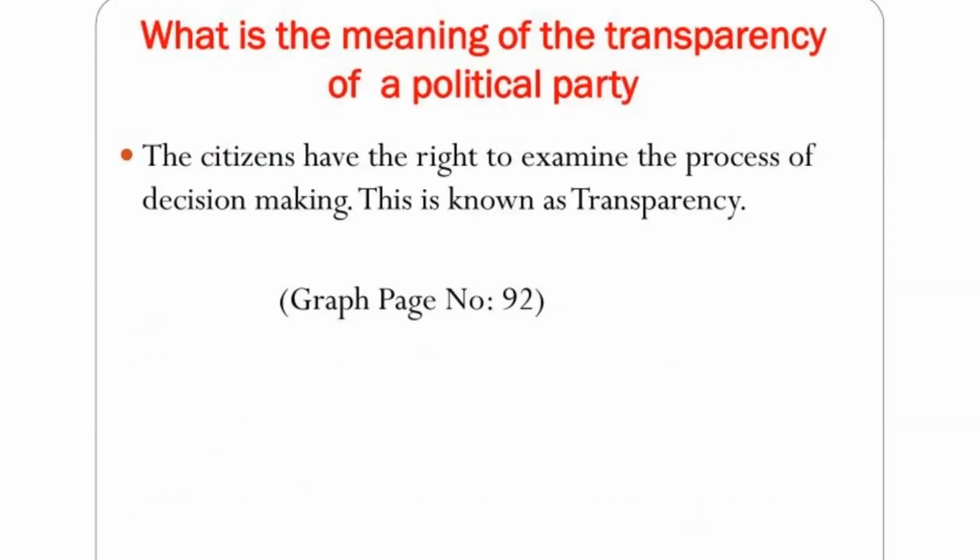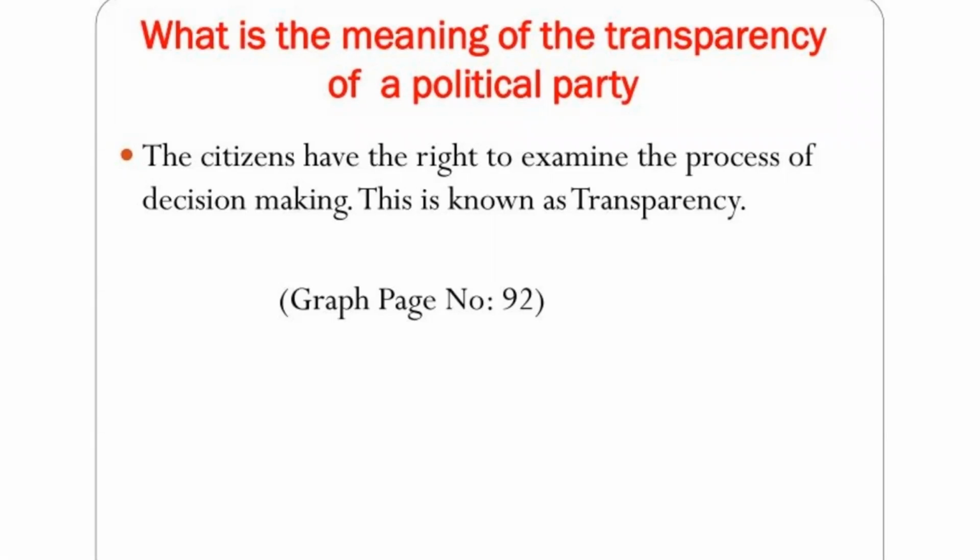What is the meaning of transparency of a political party? Dear students, we are also aware that democracy ensures that decision making will be based on norms and procedures. In democracy, decisions are taken according to legal procedure, according to norms. So a citizen who wants to know whether the decision was taken through the correct procedure can find this out. वो जान सकता है कि कैसे वो decision लिया गया.